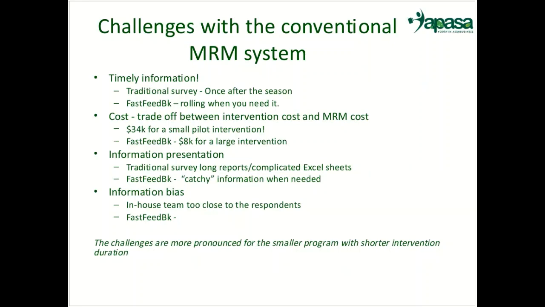In terms of information presentation, I think Adam mentioned this also, traditional long survey reports with complicated Excel sheets take a lot of time to wade through. Whereas fast feedback gives catchy information when it's needed on a dashboard. And then the information bias, where we were using the in-house team, perhaps it was too close to the respondents. These are farmers that we might be meeting on a regular basis, so it's good to have a bit more detachment. And the fast feedback methods with those AYE enumerators captures that.